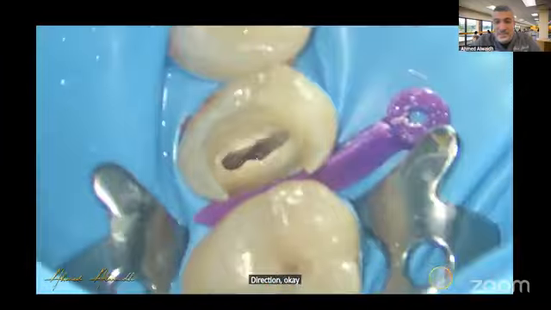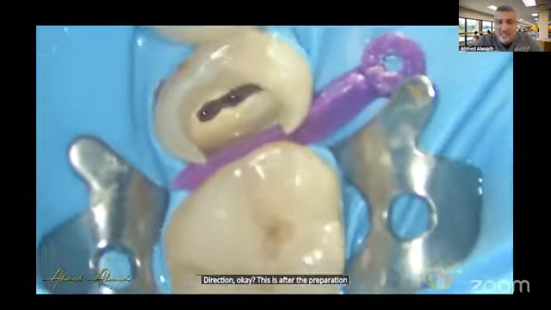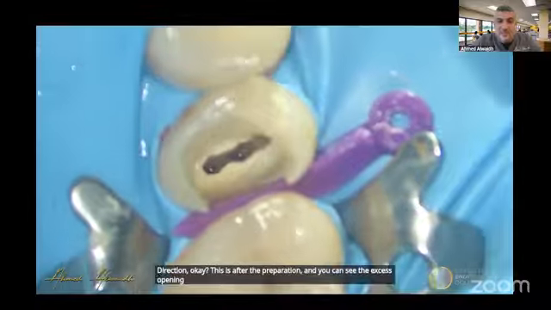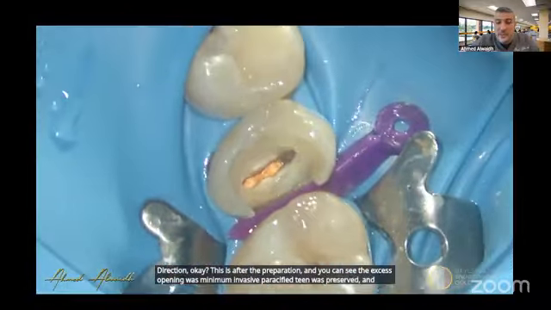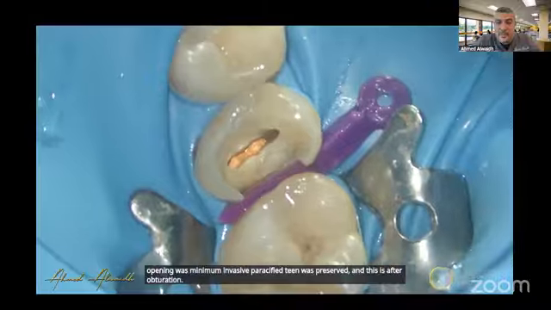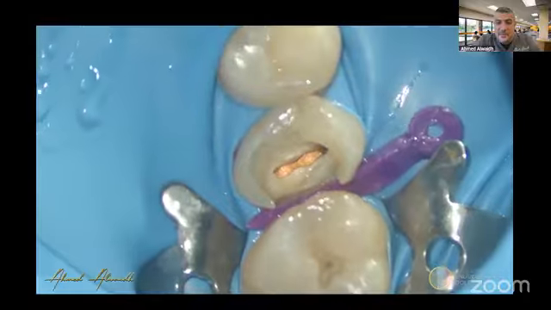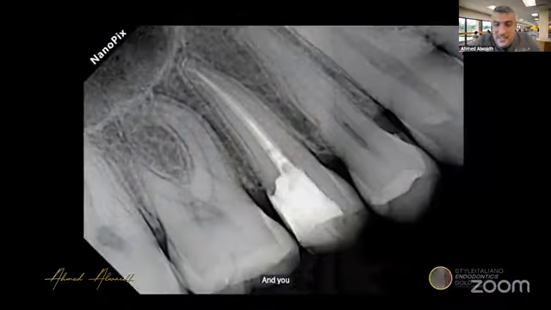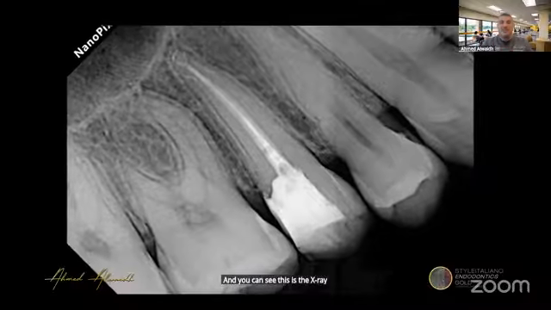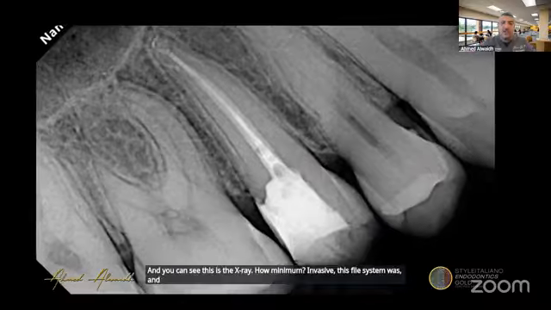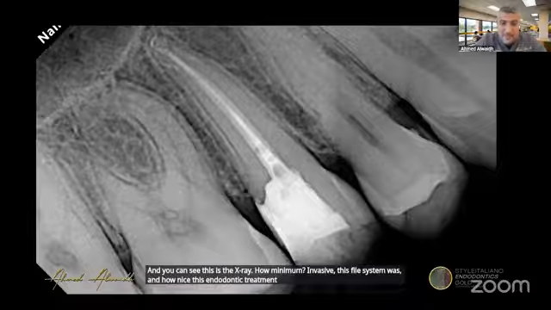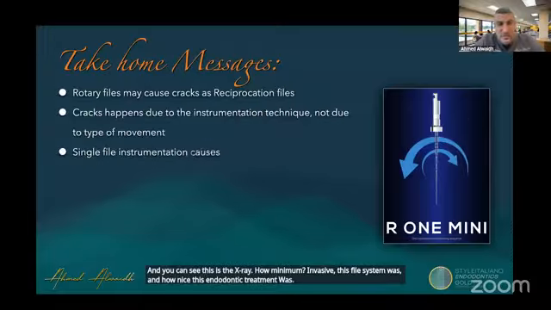Okay, this is after the preparation, and you can see the access opening was minimally invasive and pericervical dentine was preserved, and this is after obturation. And you can see in this X-ray how minimally invasive this file system was, and how nice this endodontic treatment was. So, take-home messages.